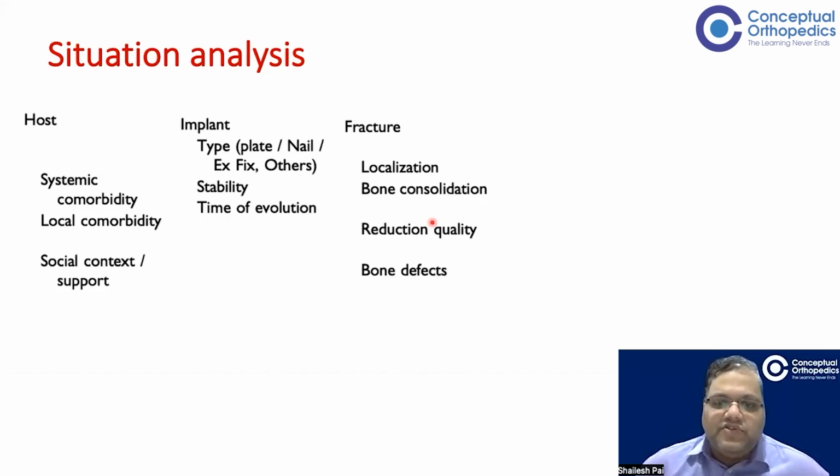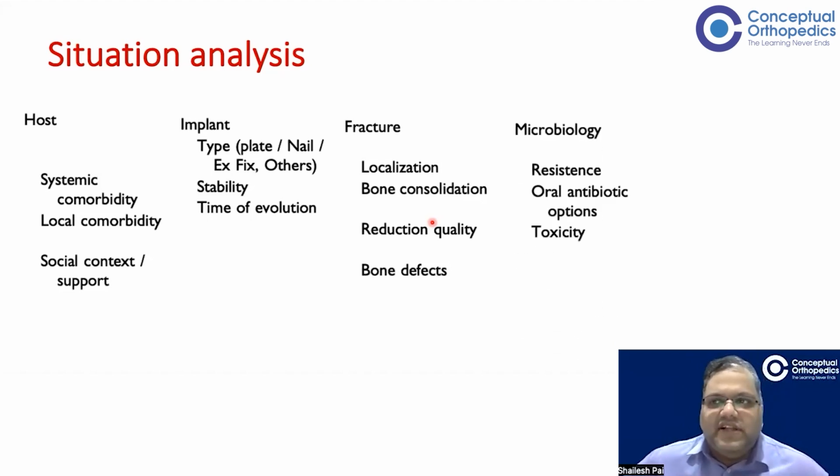And we need to also see whether there are bone defects per se. Now, if there are bony defects, then we need to start thinking what needs to be done for that bony defect. Okay, that is regarding the fracture. Then regarding the organism, these are the different things that we analyze. What have we grown? What is the culture sensitivity of that particular organism? Okay, and whether oral antibiotics are possible.